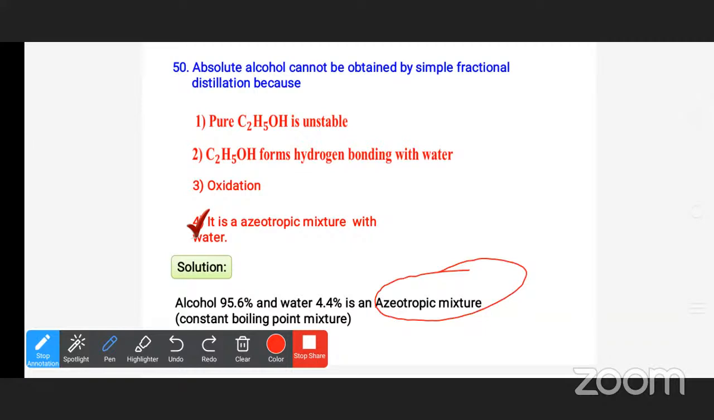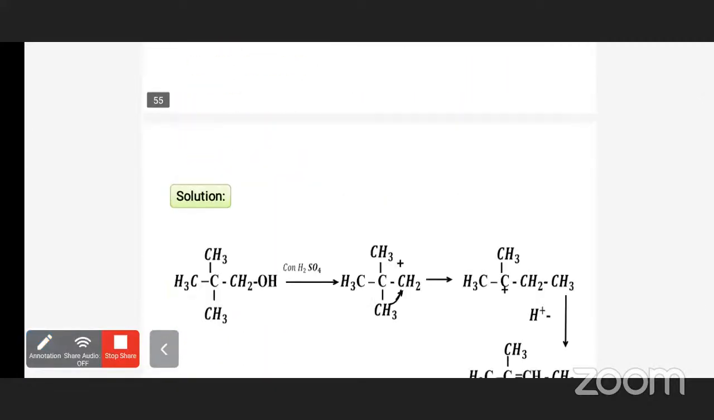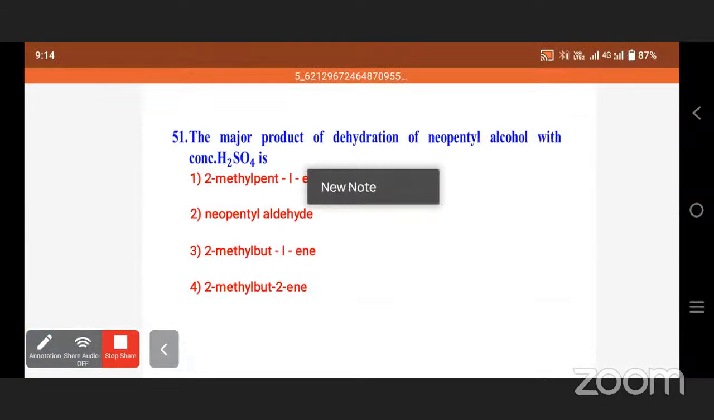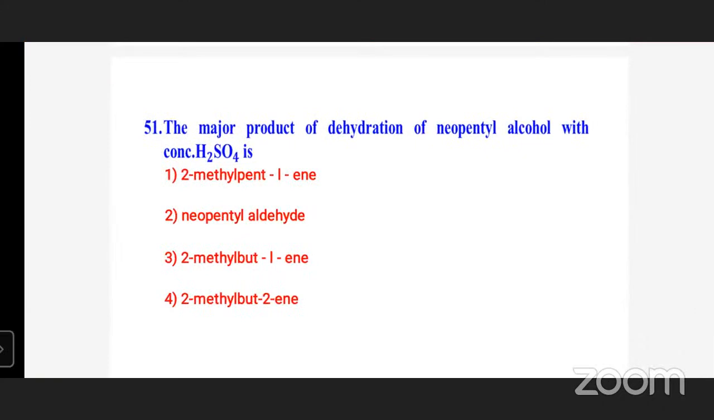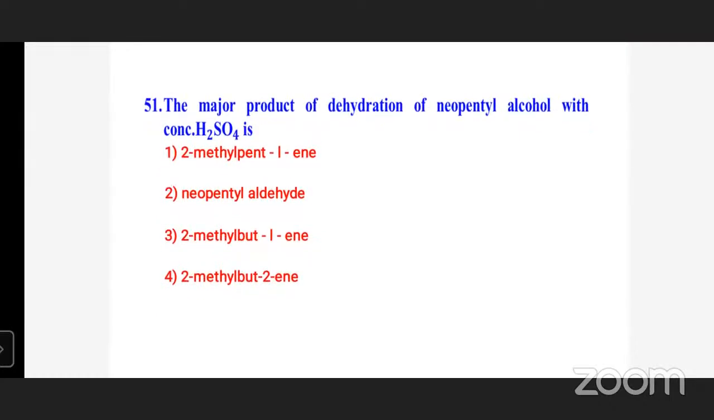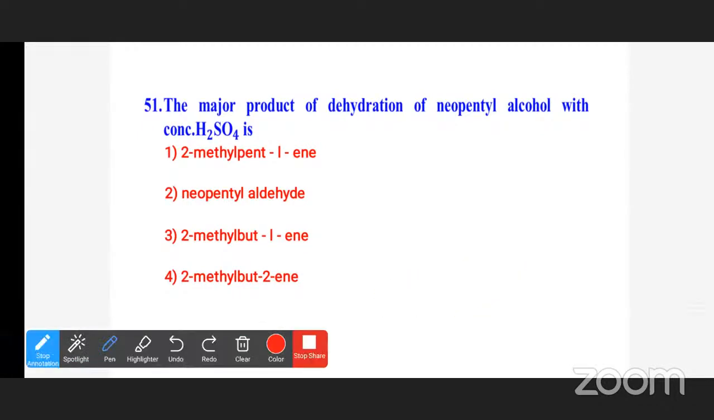It is an azeotropic mixture with water. Okay. Next, the major product of dehydration of neopentyl alcohol with concentrated H2SO4. Options are number 1, 2-methyl pent-1-ene, neopentyl aldehyde, 2-methyl but-1-ene, 2-methyl but-2-ene.